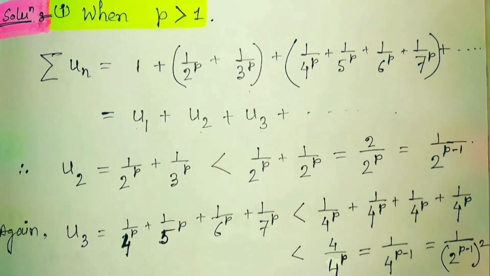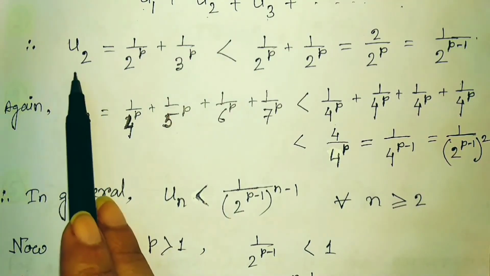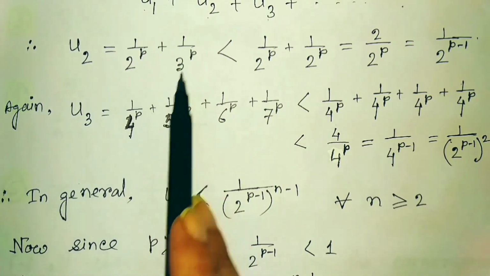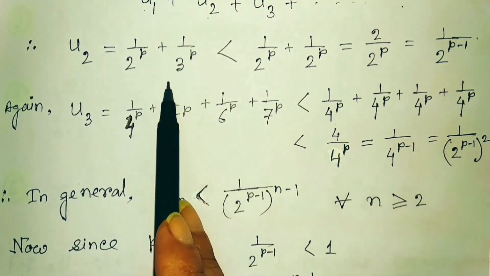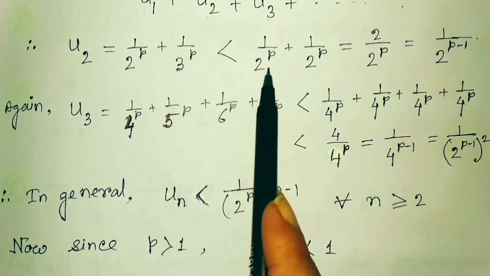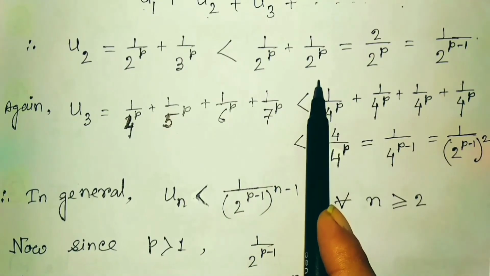Now why we do so, you will understand in a little while. U2 means it is 1 by 2 to the power P plus 1 by 3 to the power P, which we will find that if we replace this 3 by 2, then we can say this should be less than 1 by 2 to the power P plus 1 by 2 to the power P.